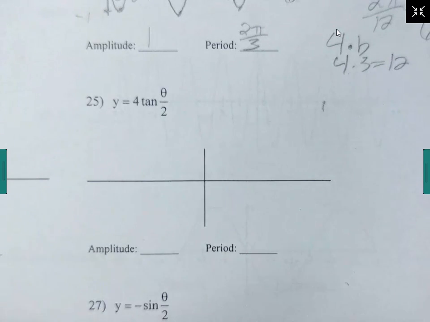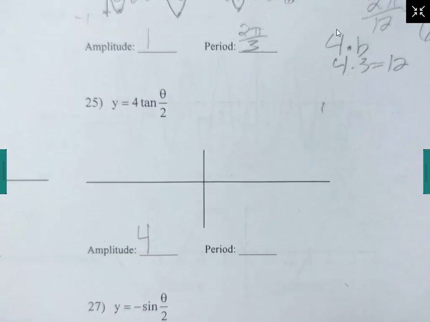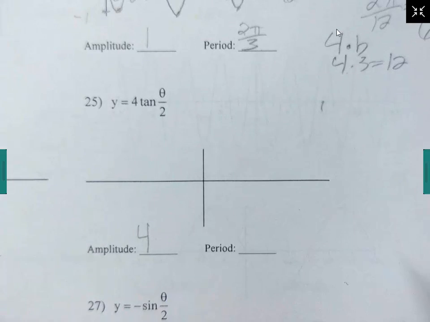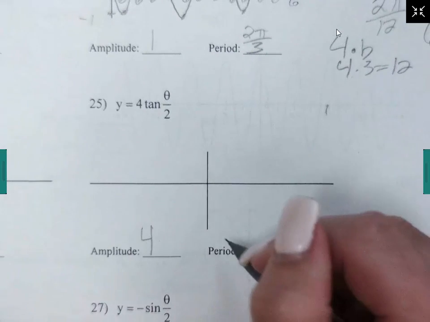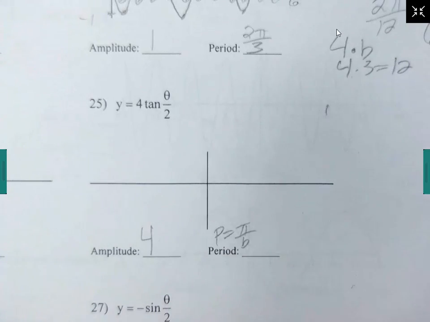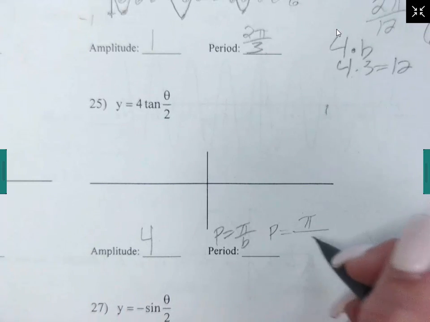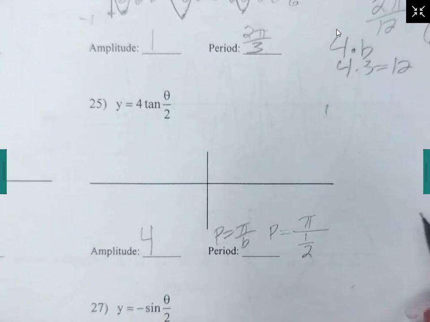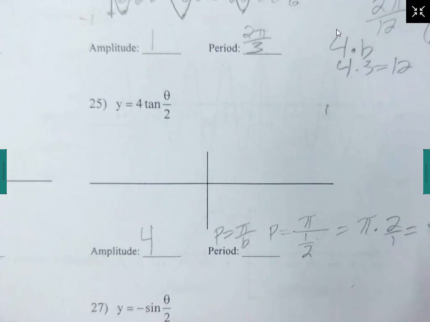Okay, so for tangent, remember, what's our amplitude here on number 25? 4, good. And what's our period? Remember, it's different for tangent. Can y'all remember what it is? Instead of it being 2 pi over b, it's just pi over b. Very good. So in this case, its period is equal to pi over what? 1/2. Good. So we could multiply these by just saying pi times the reciprocal. So our period is just 2 pi.